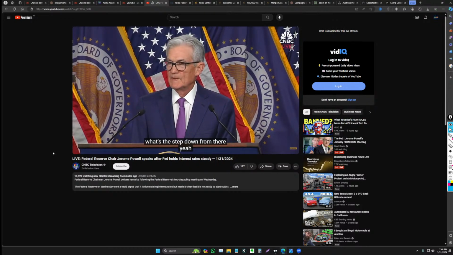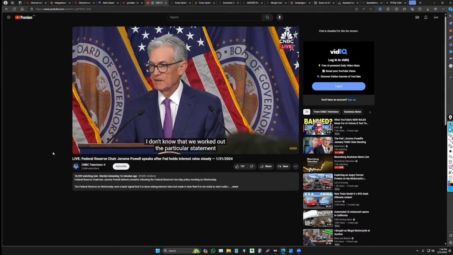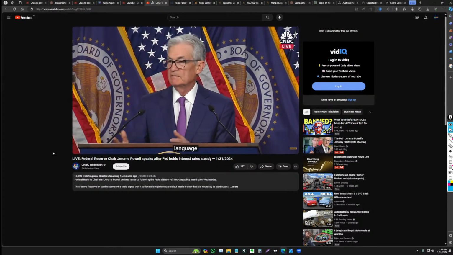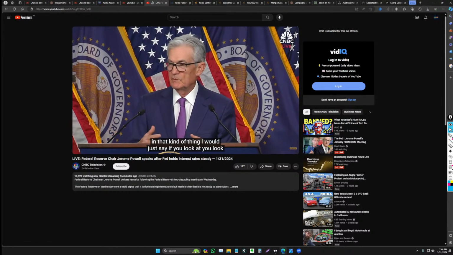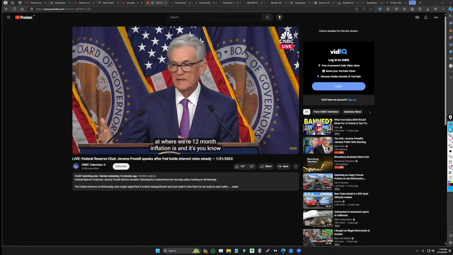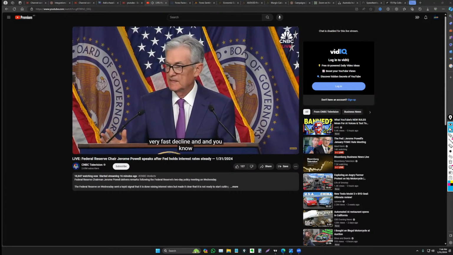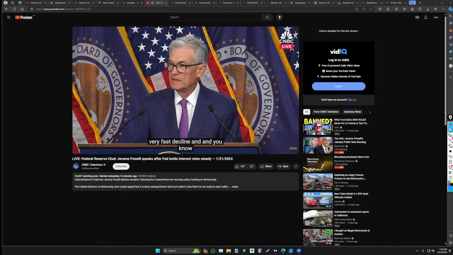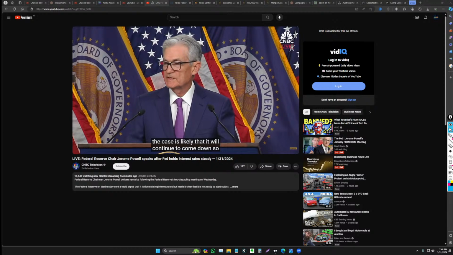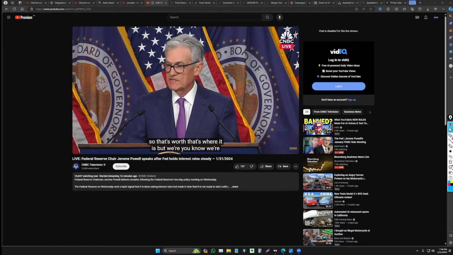What's the last step down from there? Yeah, I don't know that we've worked out the particular statement language and that kind of thing. I would just say, if you look at where 12-month inflation is, it's still well above 2%. Core is 2.9% for example, 12 months, which is way down from where it was. Very, very positive development, very fast decline, and the case is likely that it will continue to come down. So that's where it is. But we're wanting to see more data.